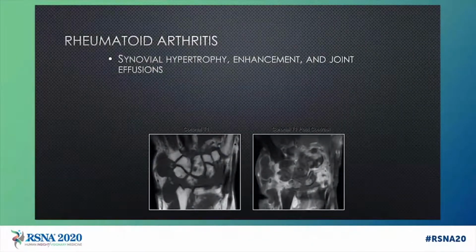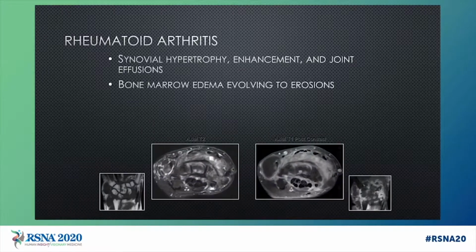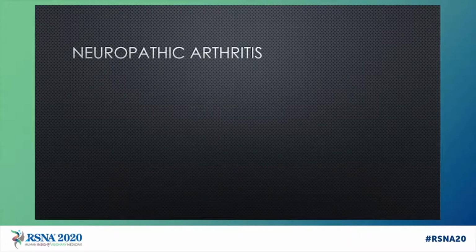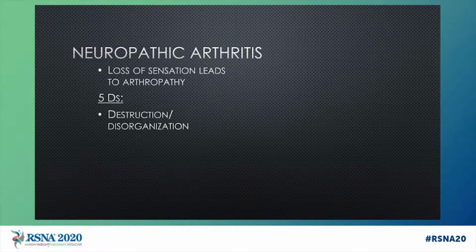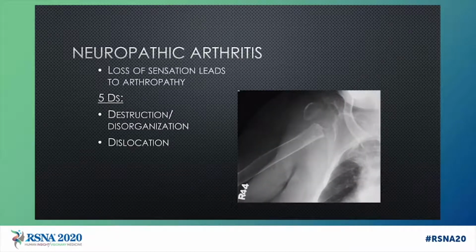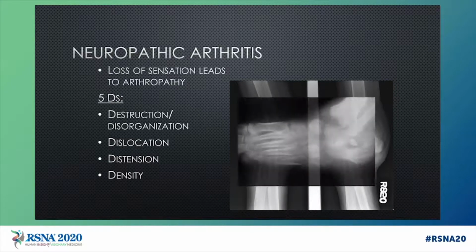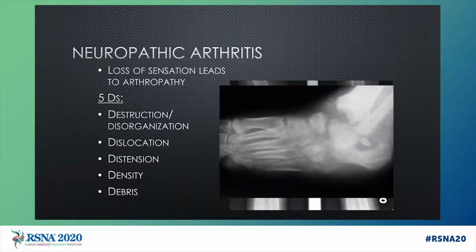MRI is great at seeing early erosions, but also can see synovial hypertrophy very well with enhancement and bone marrow edema, as well as peritendinous disease such as tenosynovitis. Neuropathic joints can cause inflammatory changes around the joints, and typically are seen as destruction and dislocation of joints with distension, increased density, and debris.